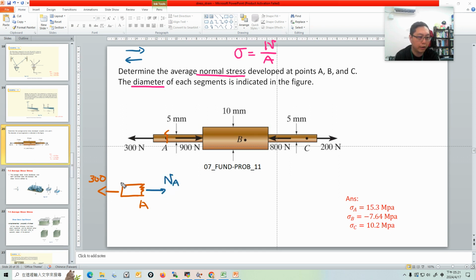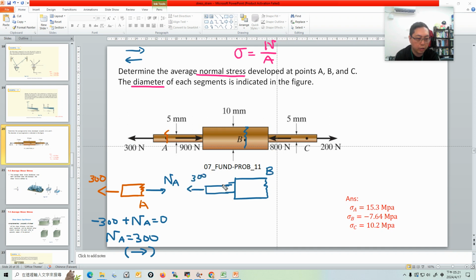Now do the force balance here. We have 300 pointing to the left plus NA pointing to the right equal to 0. So NA is 300. We assumed it points to the right and it is a positive value, so that means it really points to the right. We finish this section and go to the other section, section B. Let me draw the picture. Section B here, 300 Newton here, and 900 Newton here.